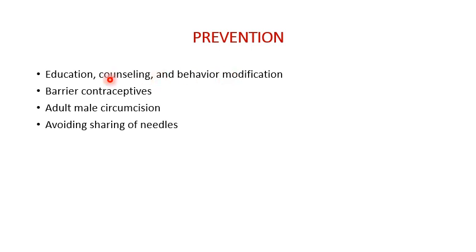So prevention can be done by education, counseling, and behavior modification. Educating the people to use barrier contraceptives and adult male circumcision can decrease the risk of HIV infection, as can avoiding sharing of needles. So two routes of transmission: parenteral route and sexual contact. The parenteral route is mainly by IV drug abuse, and this can be prevented by proper education, counseling, and behavior modification. And barrier contraceptives prevent sexual transmission. So prevention is always better than cure.